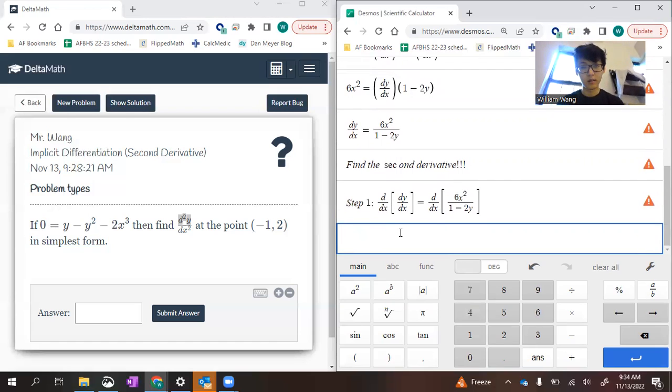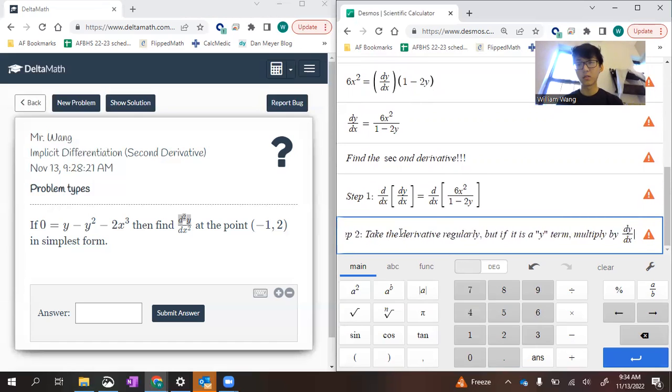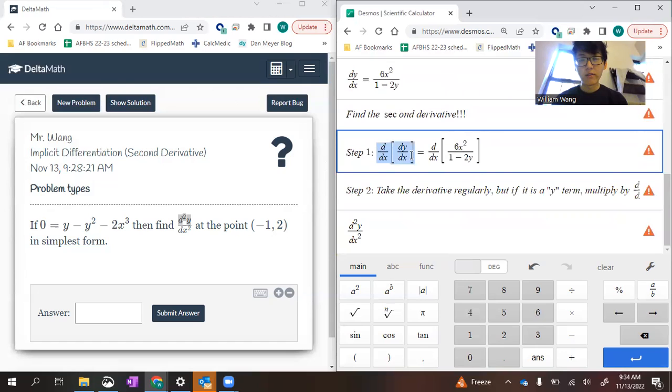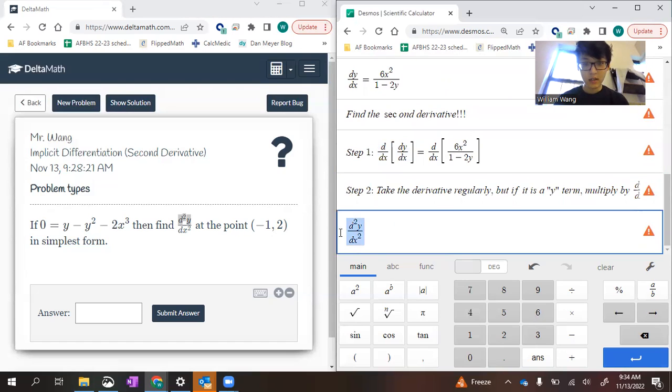Oh, wait. Sorry. I'm going to write this as step 2. So step 2, take the derivative regularly, but if it is a y term, multiply by dy over dx. Cool. Okay, this is my step 2. So the derivative of my derivative is my second derivative.